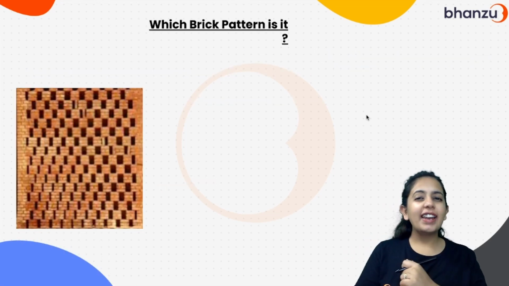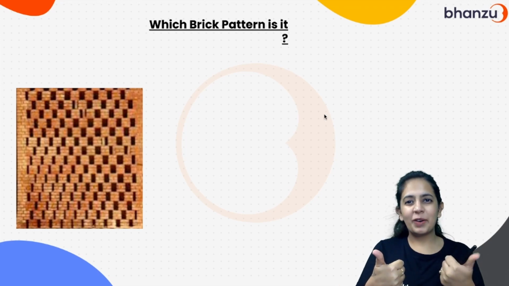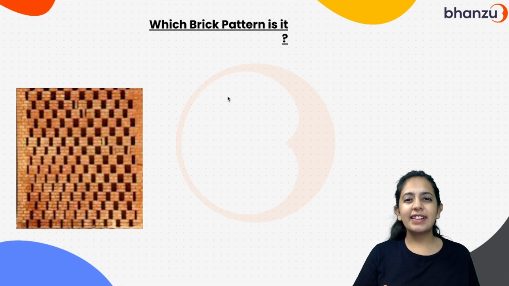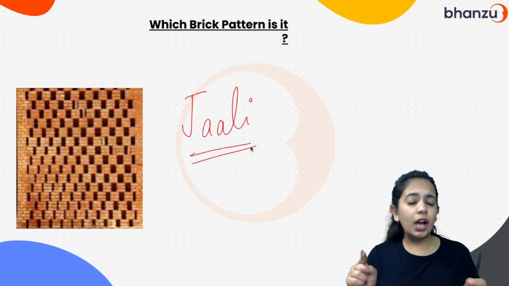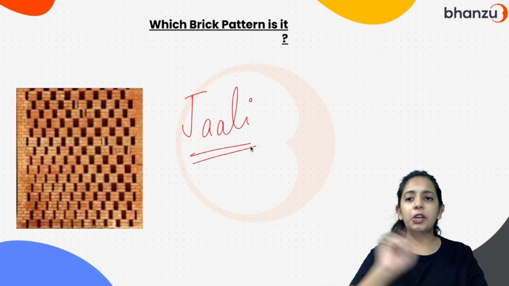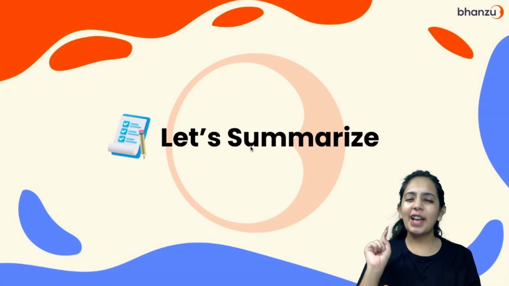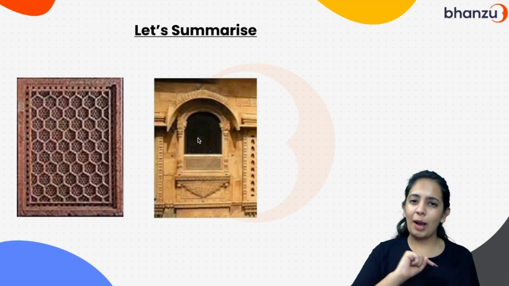Okay, now you can answer this question very well. Is it a jali pattern over here or a jharoka pattern? Yes, this over here is a jali pattern. Absolutely correct. Because jharoka is the window that you can see over here, and we cannot find any window in this brick pattern, right? Now let's summarize what we have learnt. So in this class, we have learnt about the jali pattern and the jharoka pattern.